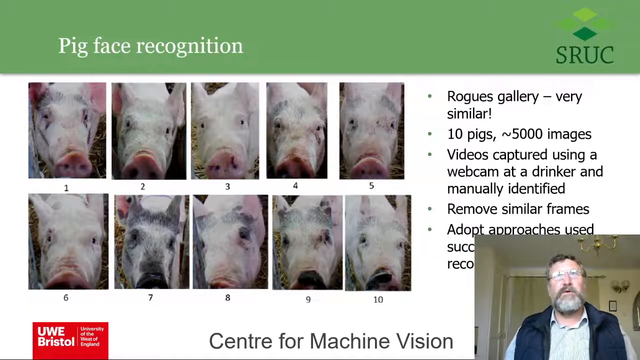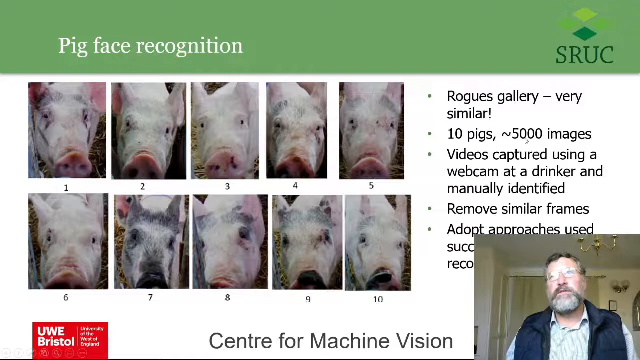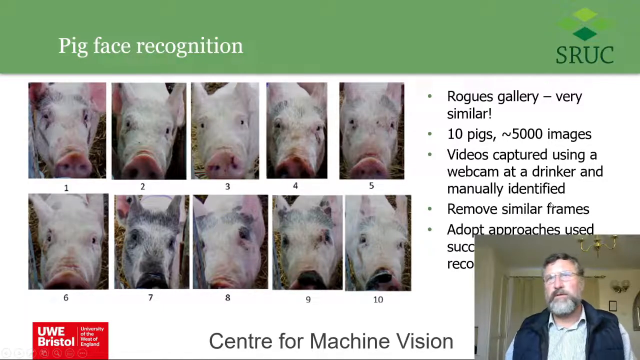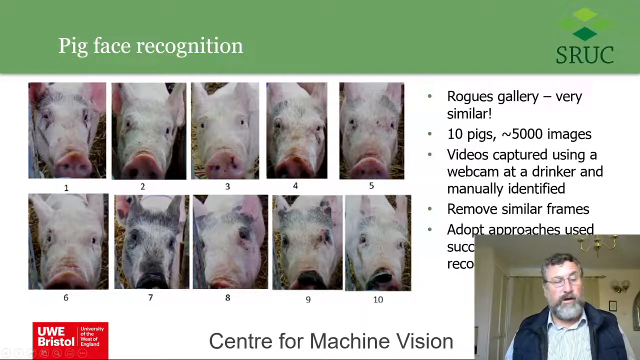And this is a rogues' gallery for the pigs. They all look very similar to us, but the computer's able to differentiate them. With 10 pigs, we had 5,000 images. We've got videos captured using a webcam at the drinker the pigs will go into, removing very similar frames. The approach is used successfully for human face recognition. This is quite remarkable.